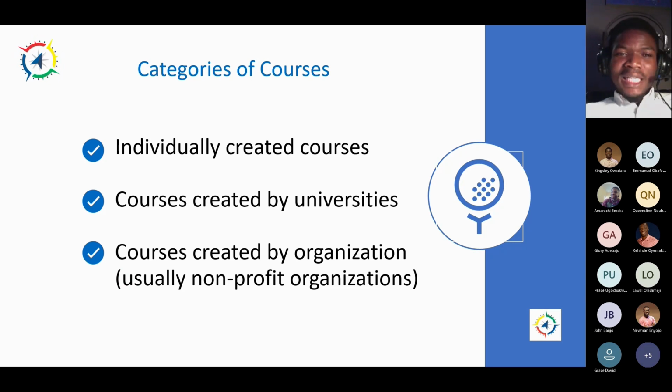So number one, individually created courses. Number two, courses created by universities. And number three, courses that are created by non-profits. Also, I don't know if anybody has observed it. If you are on platforms like Coursera, you would see a particular course and you see where they reference some universities.